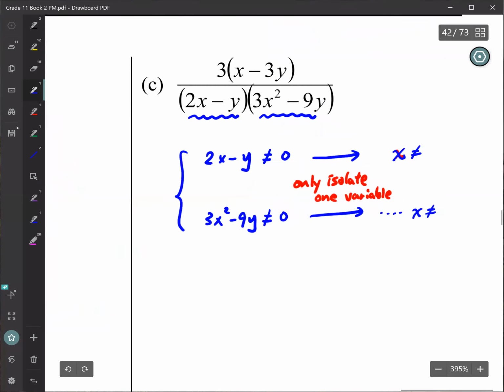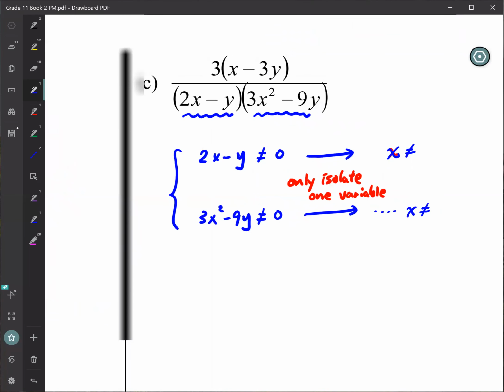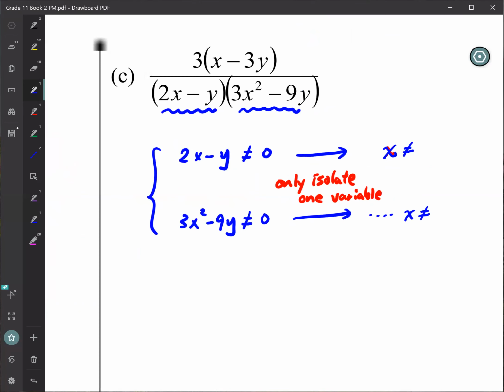Okay, let's go over one of them. Amanda, what's your answer from the first factor? I got x does not equal y over 2. Okay, thank you. And can I have Chris? What's your answer for the second factor? x squared does not equal 3y. x squared cannot equal 3y, like that?